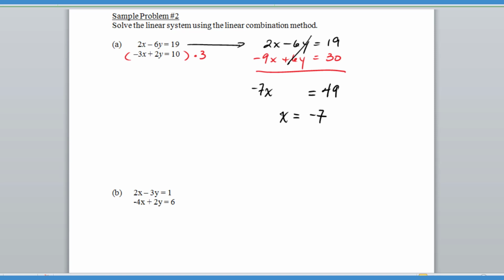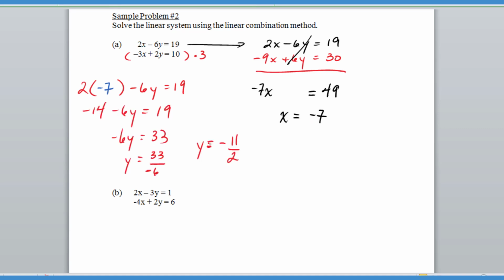Now, I need to take that negative 7 and substitute that value in for x in either one of the original equations. And so it really doesn't matter which equation you pick in this substitution process. So I'm going to choose the first one. I'm going to say 2 times x, and of course I'm going to replace that x, minus 6y equals 19, and in place of x I'm going to put this negative 7 value. And now I will solve this down for y.